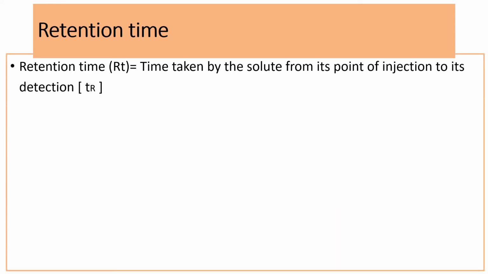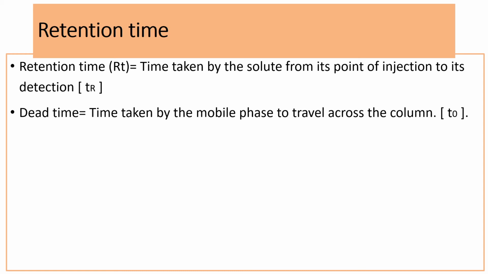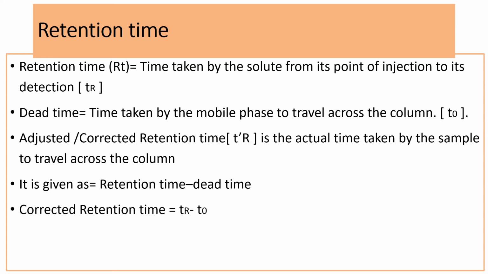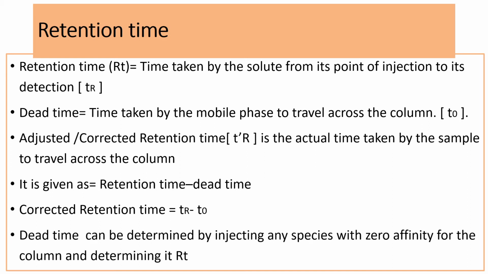So retention time is the time taken by the solute from its point of injection to its detection. Dead time is the time taken by the mobile phase to travel across the column, which is given by T0. Adjusted or corrected retention time is the actual time taken by the sample to travel across the column. So it is given as retention time minus dead time, that is TR minus T0. Dead time can be determined by injecting any species with zero activity for the column and determining its retention time.